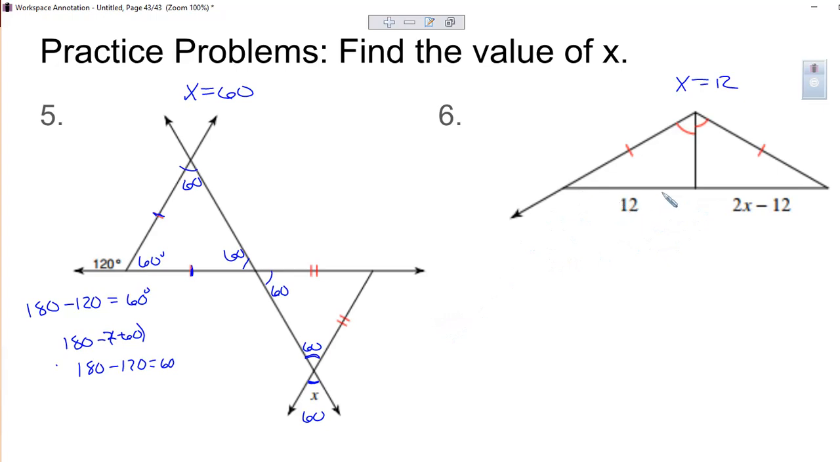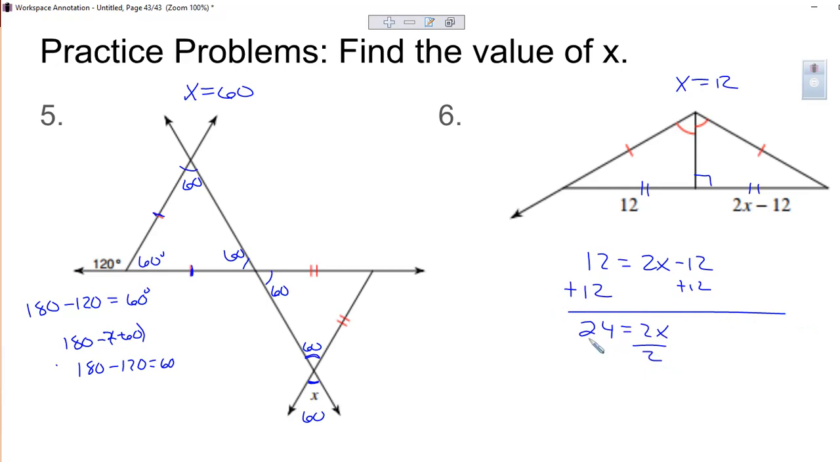So now let's look at this. We have where the vertex angle of our isosceles triangle has been bisected, because these two are congruent, which means that this has got to be a right angle, and these two have been cut in half. This line has been cut in half, so these are equal. So that means 12 is equal to 2x minus 12. Solving for x, we're going to add 12. 24 is equal to 2x, and divide by 2, and that gives us that x is equal to 12.